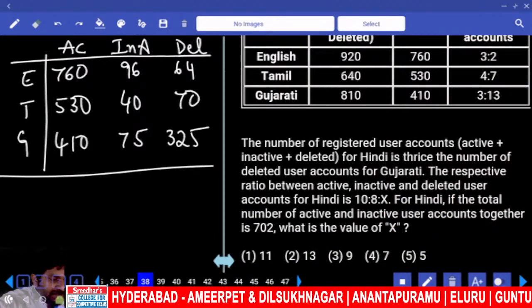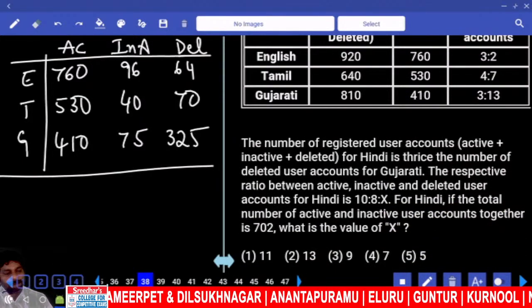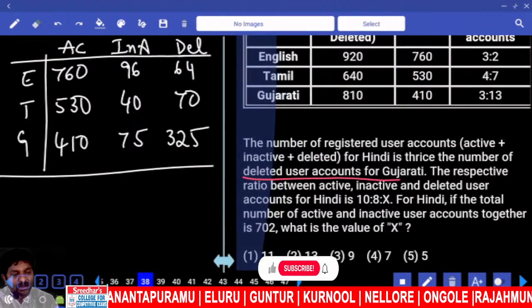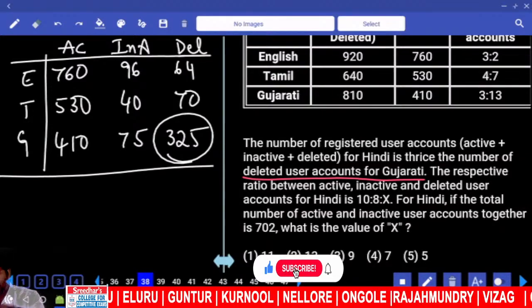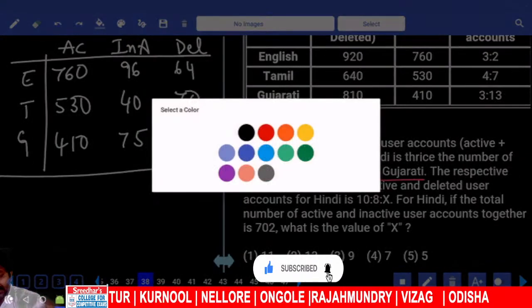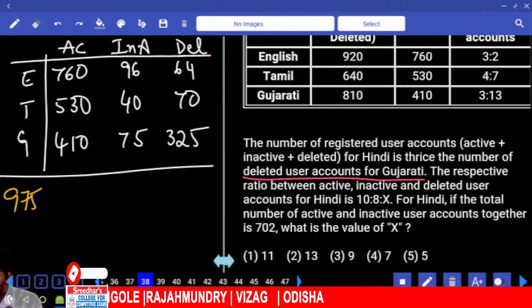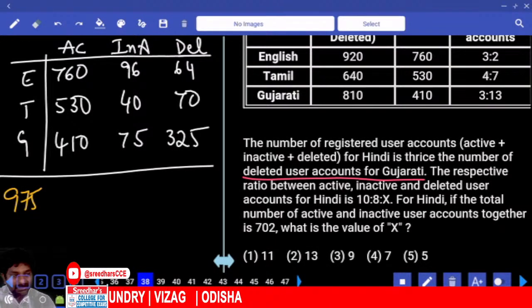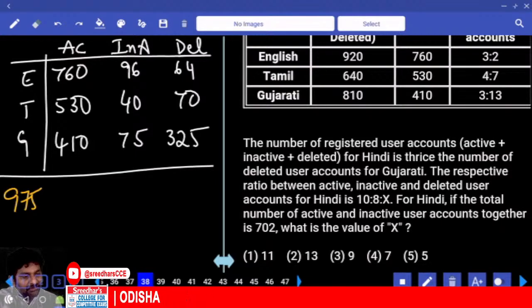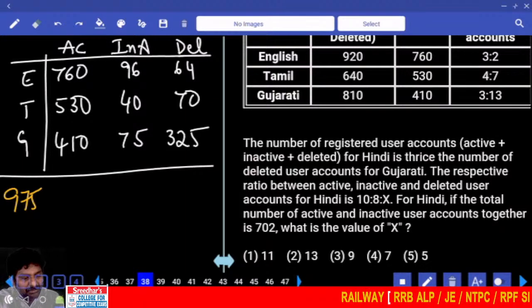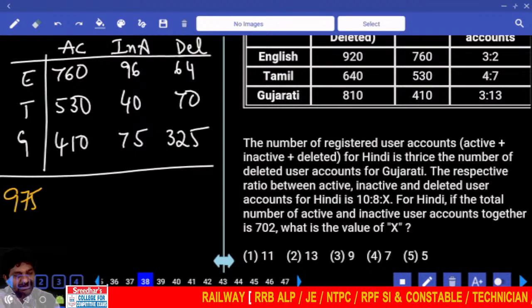The number of registered users all together for Hindi is thrice the number of deleted user accounts for Gujarati. Deleted user accounts for Gujarati 325. 3 times of it, 975, are total in Hindi. The respective ratio between active, inactive and deleted accounts for Hindi is 10:8:X. For Hindi, if the total number of active and inactive user accounts together is 702, what is the value of X?